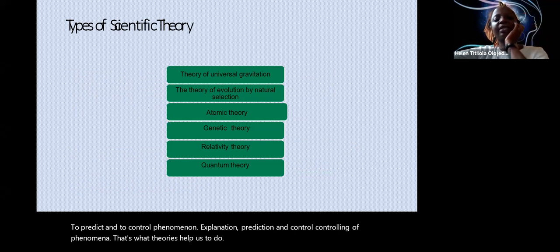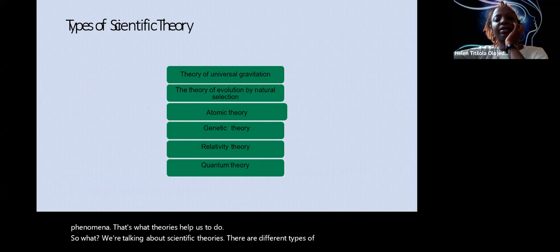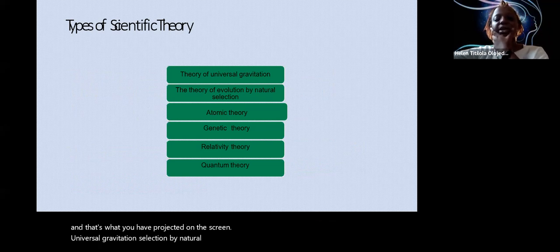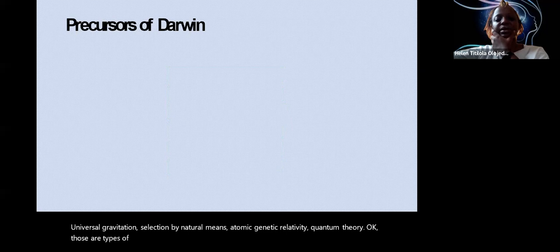So when we talk about scientific theories, there are different types of scientific theories. And that's what you have projected on the screen: universal gravitation, selection by natural means, atomic, genetic, relativity, quantum theory, okay? Those are types of scientific theories.